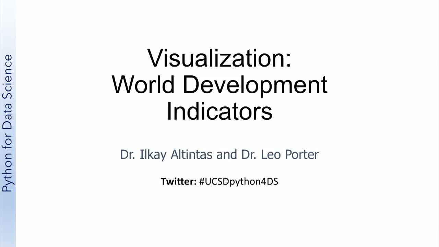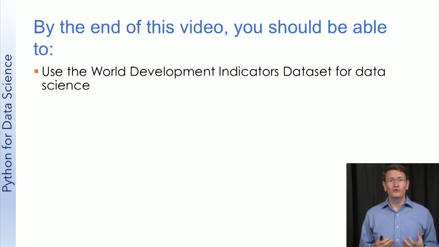Before we dive into the visualizations, remember that I said visualizations have little to no meaning without a context. So this week, we'll get started working with the World Development Indicators dataset, which is an open dataset on Kaggle. This is just a slightly modified version from the dataset that's actually available from the World Bank. So by the end of this video, you should be able to use the World Development Indicators dataset to conduct data science. The first step with any dataset is to perform an initial exploration.